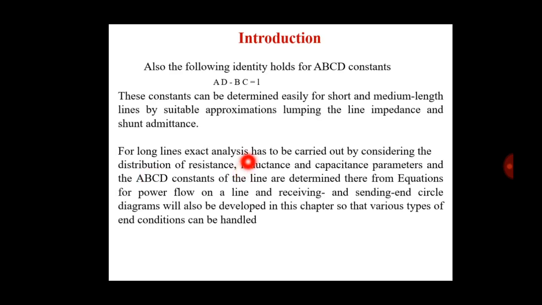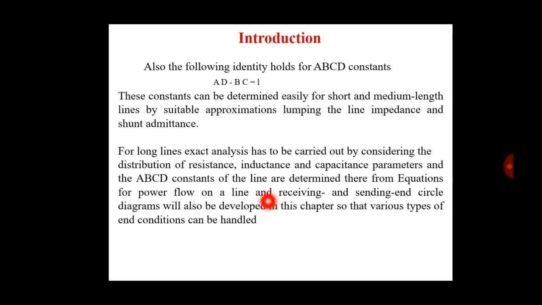These constants can be determined easily for a short and medium length line by suitable approximation, lumping the line impedance and shunt admittance. For a long line, exact analysis has to be carried out by considering the distribution of resistance, inductance and capacitance parameters, and the ABCD constants of the line are determined therefrom. Equations of power flow on a line and receiving and sending end circle diagrams will also be developed in this chapter, so that various types of end conditions can be handled.